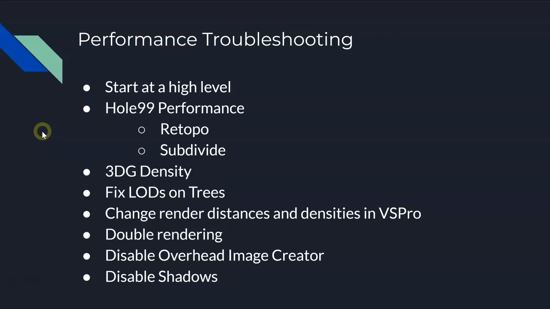Check your 3D density. The defaults are okay, but it might be too much. So you might have to drill down, look at the 3D density videos, and lower the density on that 3DG, or you could increase it if you've got a little room to spare. But check that 3DG density, and remember that it's also tied closely to that Hole 99 performance if you don't subdivide.